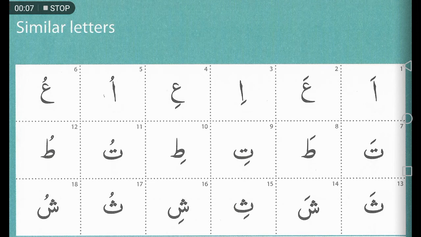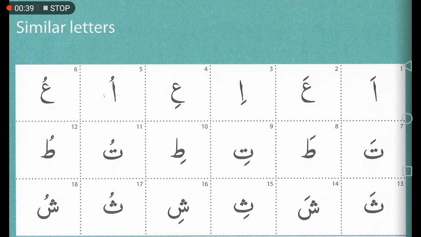In this lesson, we will be reading from page 19 of the Safar Abridged Qa'idah, similar letters. So we're looking at box number 1 and 2, the Hamza and the Ain. They're both throat letters, but Hamza is pronounced from the bottom of the throat, whereas Ain is pronounced from the middle of the throat. So if we go across from box number 1 to box number 6: A, I, I, U, U.